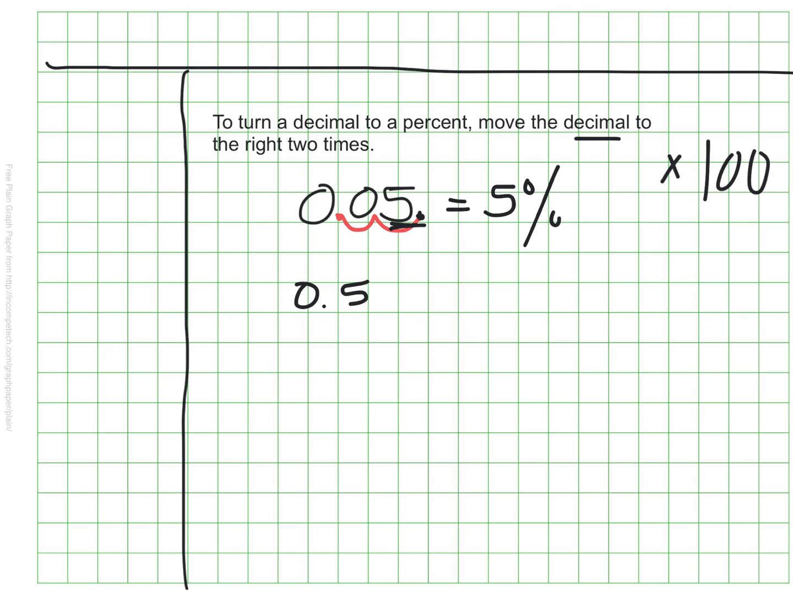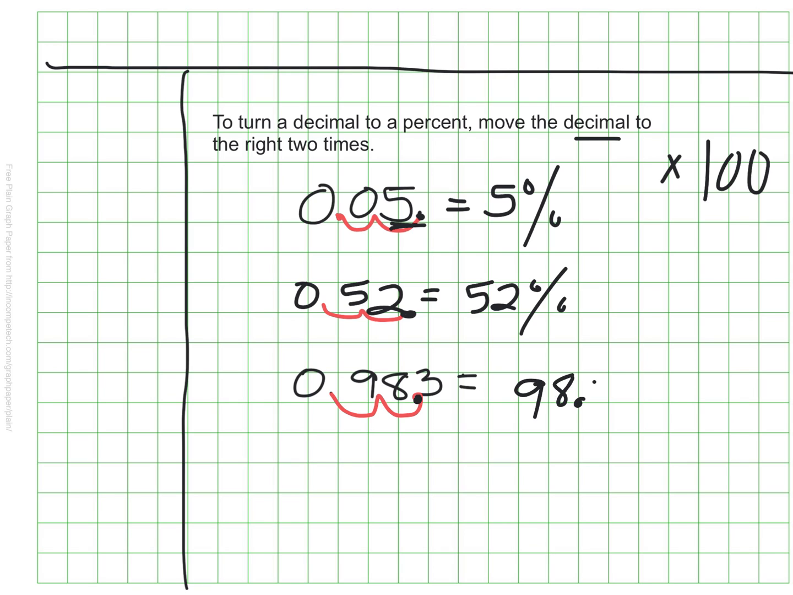I could have 52 hundredths, and again, I can move that decimal once, twice to signify multiplying by 100, and that would put my decimal right here at the end. It would be 52%. 983 thousandths, I would do the same thing, once, twice. This time my decimal lands right in between the 8 and the 3, so it would be 98 and 3 tenths of a percent. Right? There's a fraction or a decimal in my percent. That's perfectly okay. I also sometimes might have something that's more than 100%.